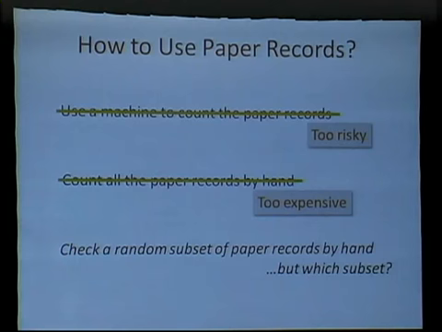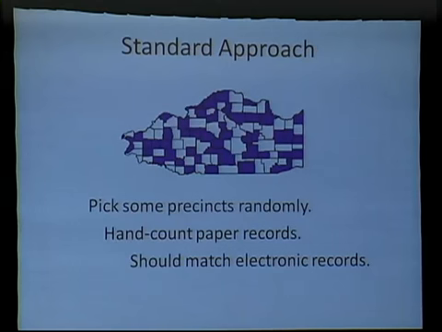So what's usually done in practice is you pick some random subset of the papers and just spot check to make sure they're right. But which subset is the question? So the standard approach in this fictional state, for instance, is to pick some precincts randomly, some voting places randomly, and just hand count the paper records in those places and make sure they agree with the machines in those places.